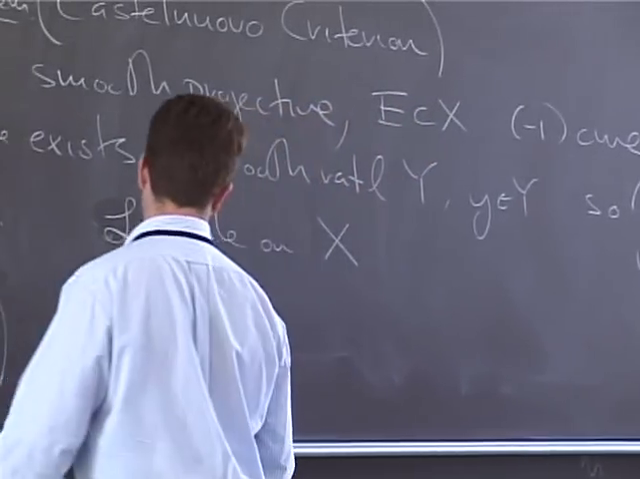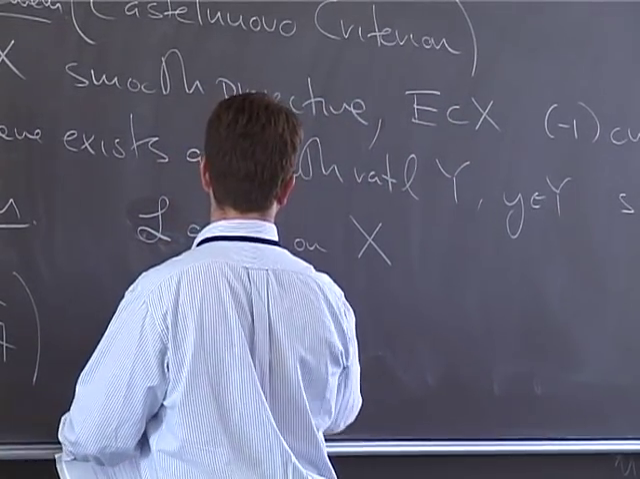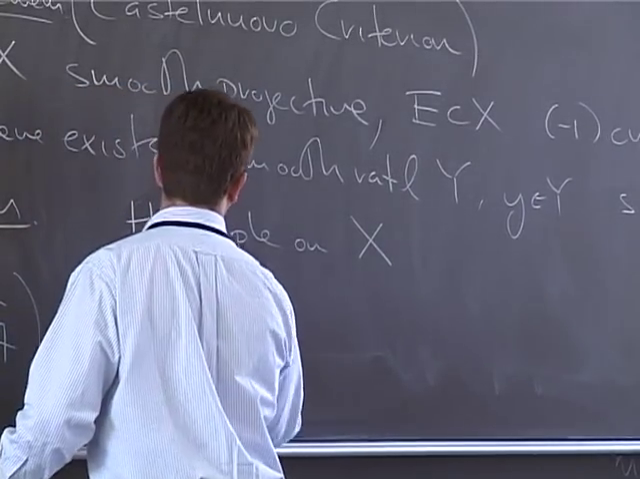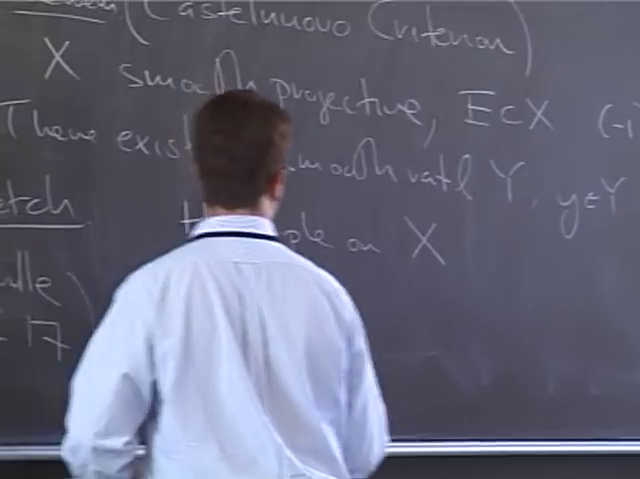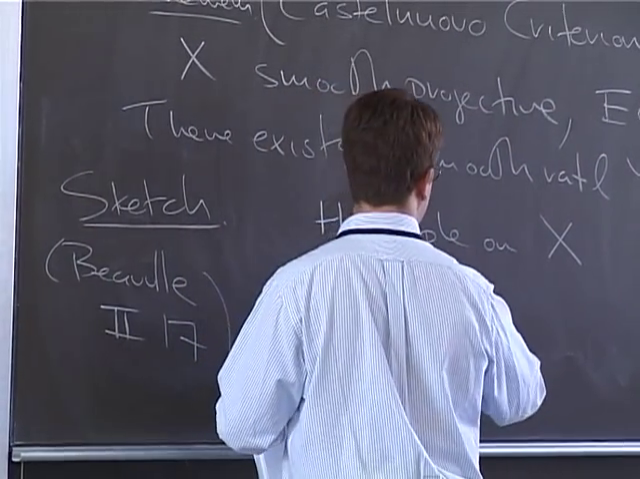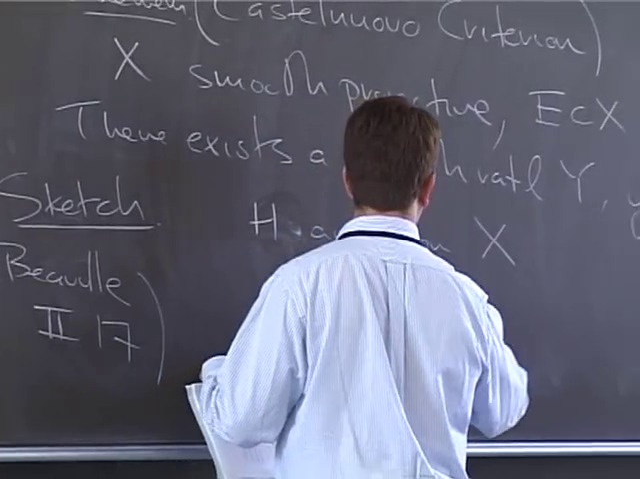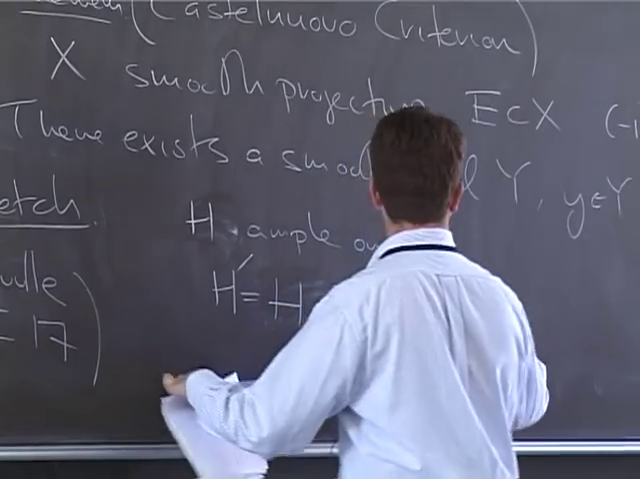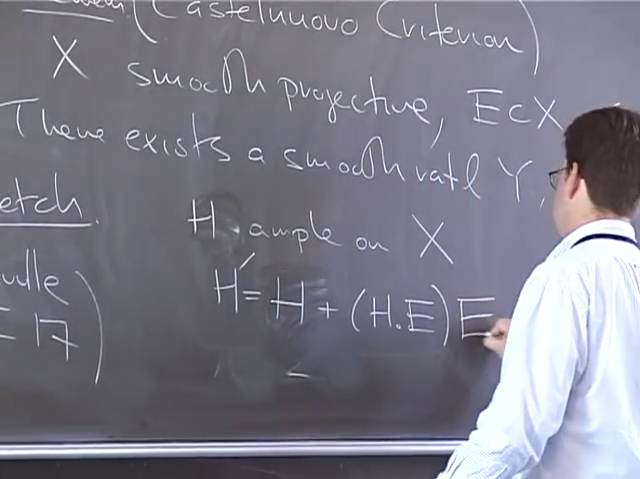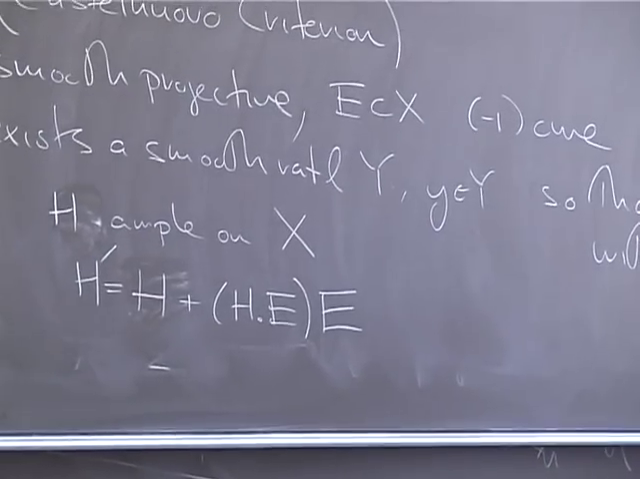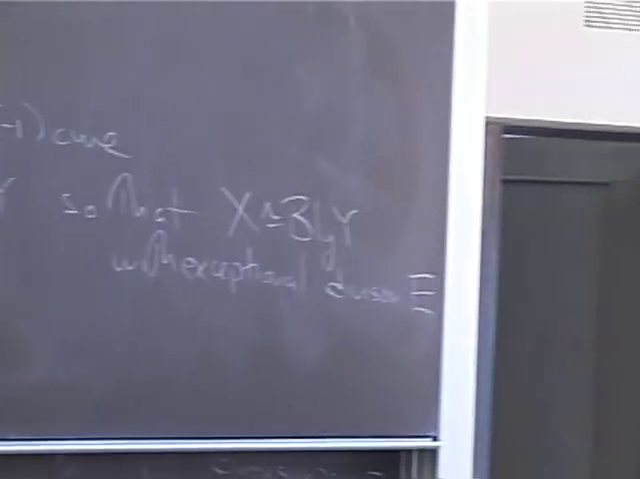Let me write it like this. Let's take the class of L. Let me use consistent notation. I apologize. Let's take H prime to be H, and I want to add H dot E, E. By the way, you should think about this as me basically trying to automate projection and put it in an abstract form.